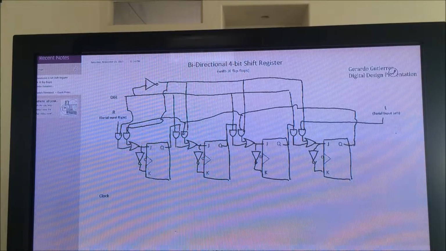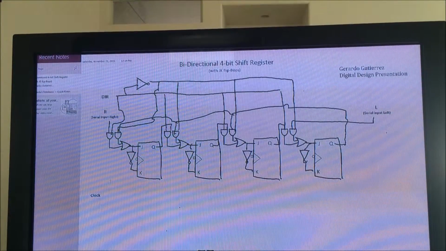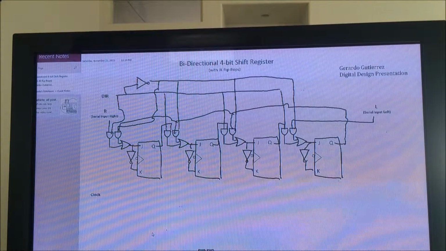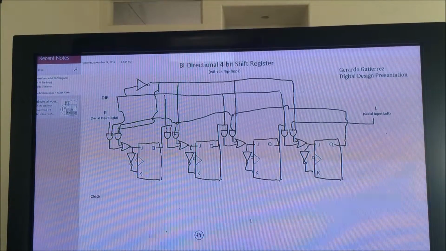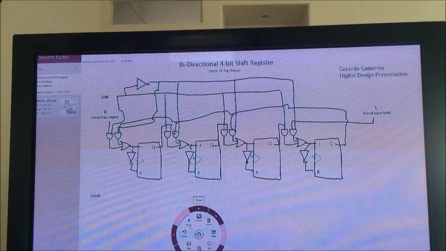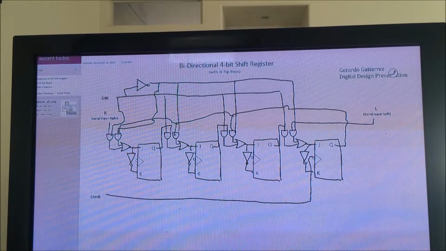Last but not least, we will take our clock input and input it to all of our negative edge triggered clock inputs. And there we have our 4-bit bidirectional shift register.